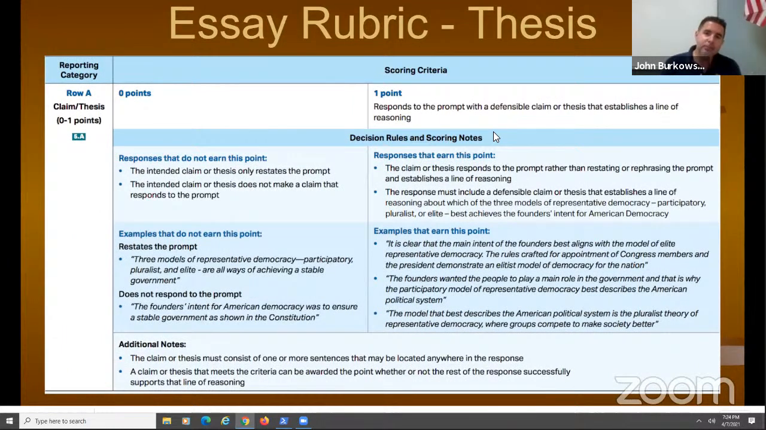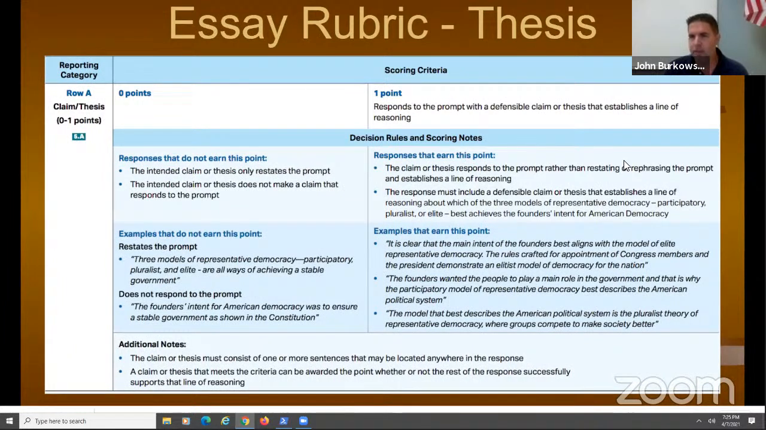I'm repeating this because you have to make sure your thesis does two tasks. Establish a defensible claim, and establish a line of reasoning. Line of reasoning is basically telling the reader, I made a claim, and this is how I'm going to support it. I'm going to show you the way. Okay, cool.